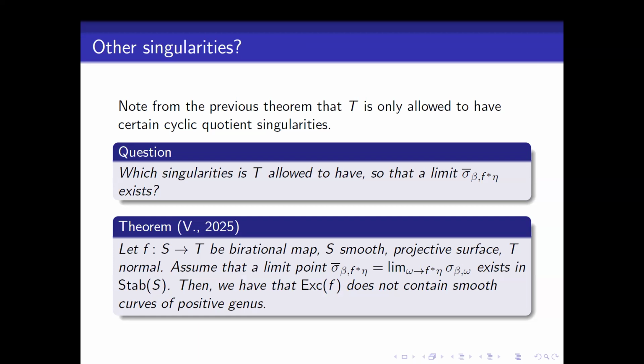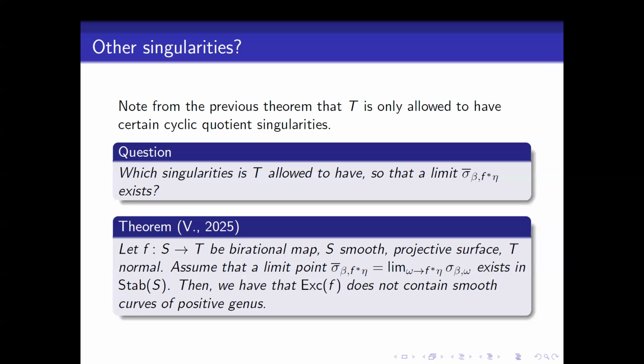I see. Thanks. And also, I'm curious, so when you take this limit and get a pullback class from the surface T, how does this moduli space on S and the moduli space on T compare?